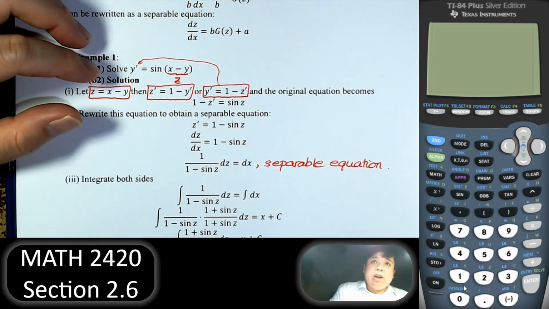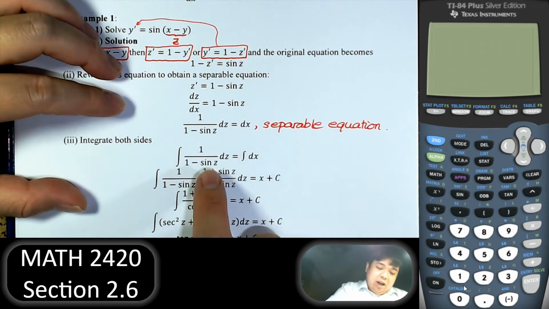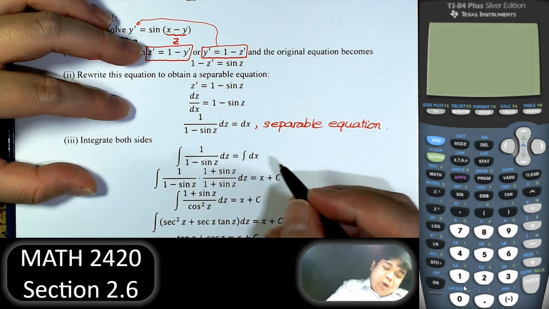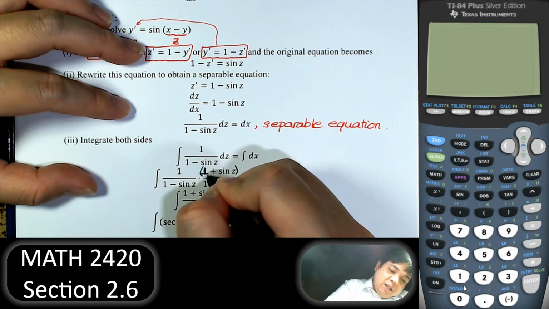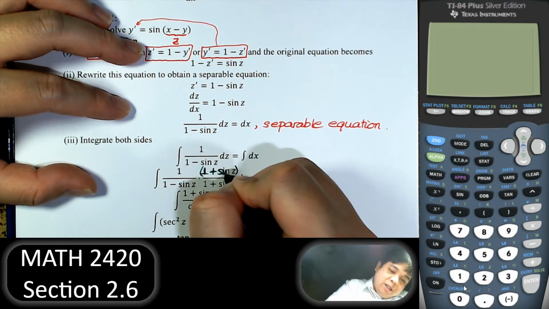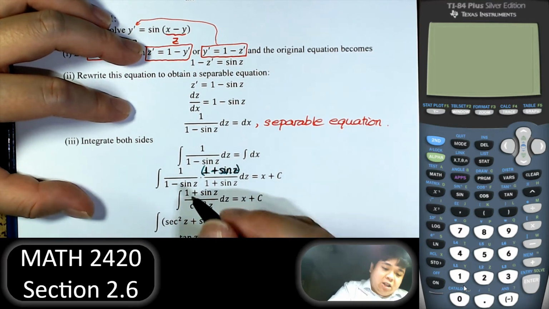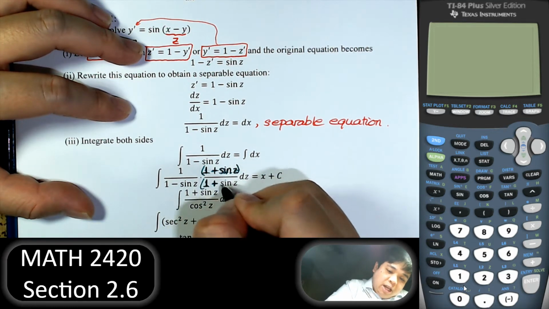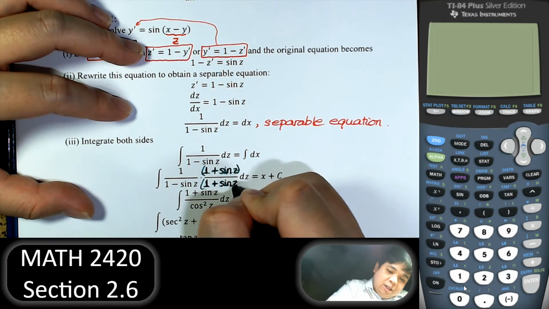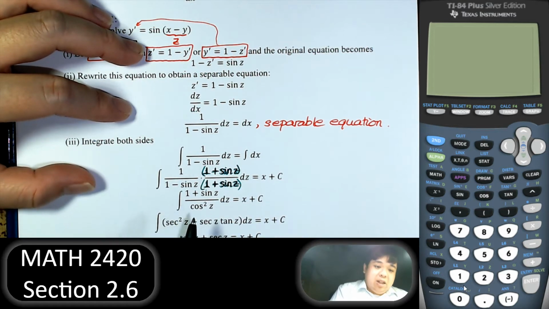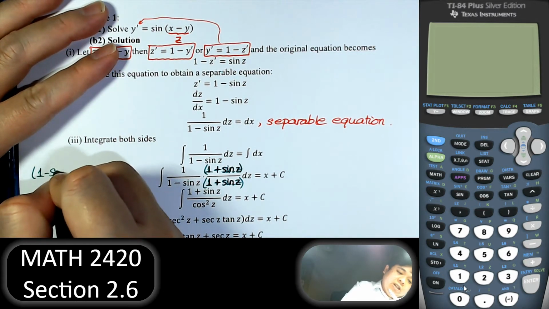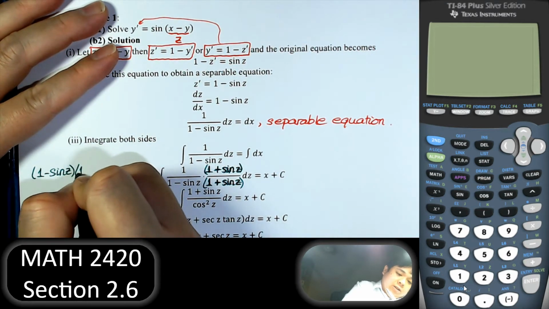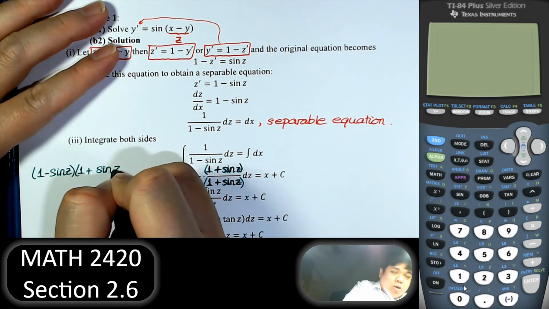Now to integrate this, the little trick is that when we integrate this, we have to multiply top and bottom by the conjugate of 1 minus sine z, that's 1 plus sine z. So multiply that top and bottom. That is the trick to this. When we multiply that, the top will be 1 plus sine z, the bottom is 1 minus sine z times 1 plus sine z. So we multiply by the conjugate.